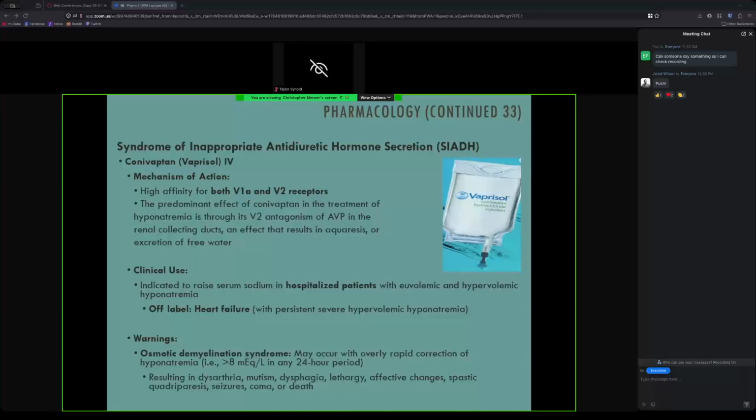Safety warning here. We already mentioned it, the osmotic demyelination syndrome, if you correct too rapidly. So how do we define it? It's on your slide down under warnings, right? That osmotic demyelination syndrome is if we overrapidly correct the hyponatremia, i.e. greater than 8 milliequivalents per liter in a 24-hour period. I would know that number. I would know that threshold tied to conivaptan-associated osmotic demyelination risk.